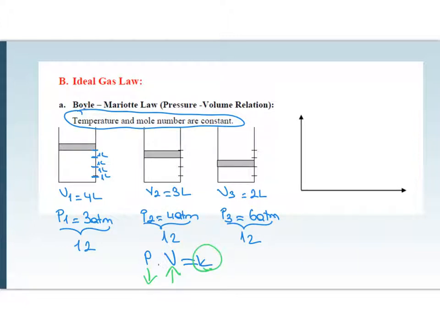So what kind of ratio do they have? They have indirect ratio. And you can formalize it as pressure 1 times volume 1 is equal to pressure 2 times volume 2. So you can draw the graphic just like this.